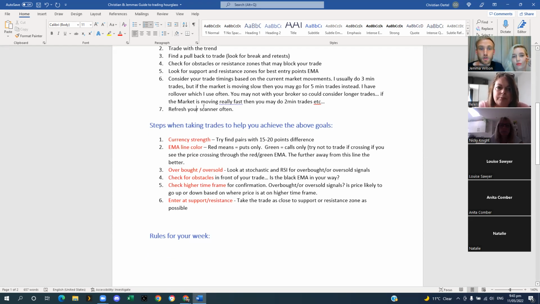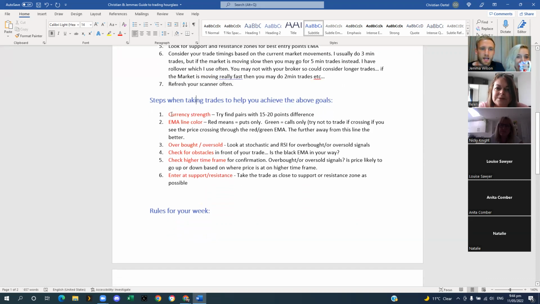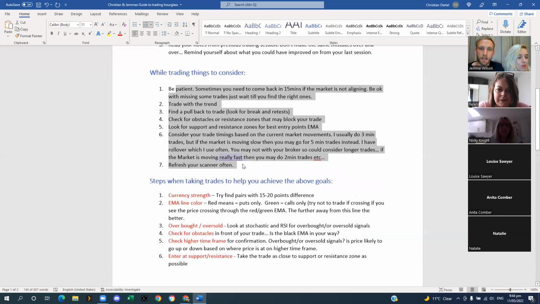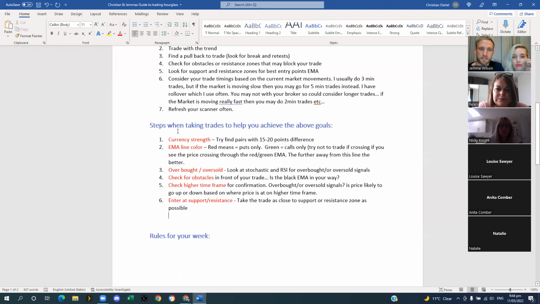And then refresh your scanner often, because quite often the scanners get stuck and you don't notice it. I've jumped into trades thinking, oh, this is a great setup, and then I realized that it's not, because it just needed to be refreshed. Okay, so the way I implement all these things is broken down here in these steps. If you follow these steps, you should be covering these bases while you're trading.